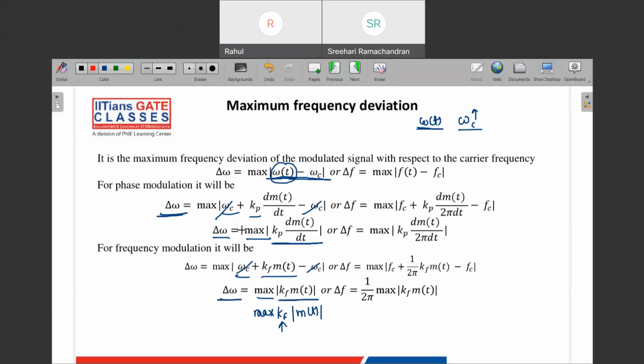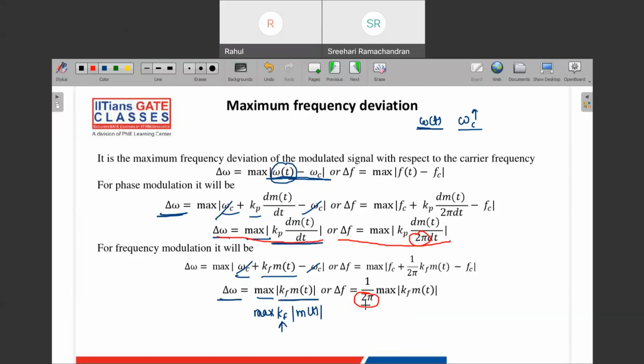All of this as of now is in omega. You can change it to f also, which is in hertz, and that means you have to divide everything by 2 pi. So here we have 2 pi, here also we have 2 pi. This is the maximum frequency deviation.